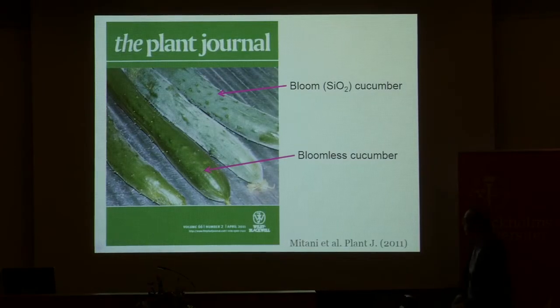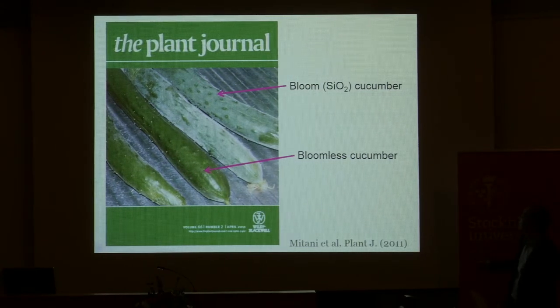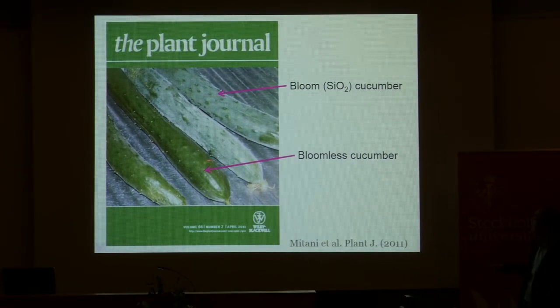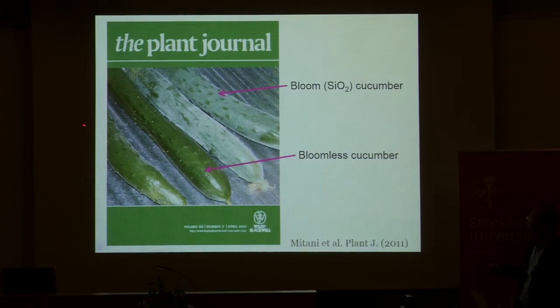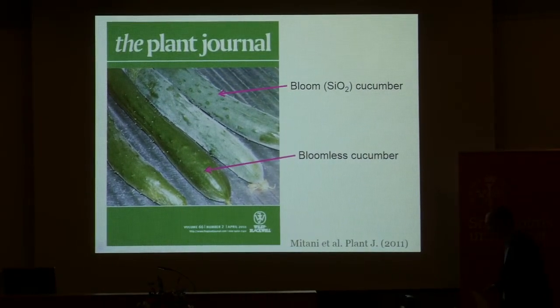And this is a cucumber. As you can see here, there is a white product. This actually is silica, so we call this a bloom. Recently, the bloomless cucumber is more popular. This bloomless cucumber is produced by grafting the cucumber on a pumpkin rootstock, which is defective in silicon uptake.